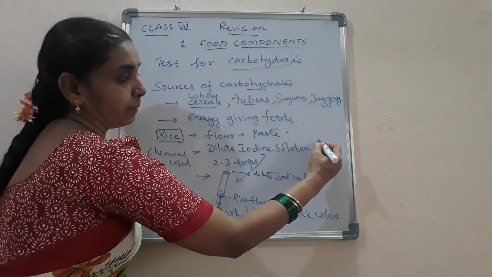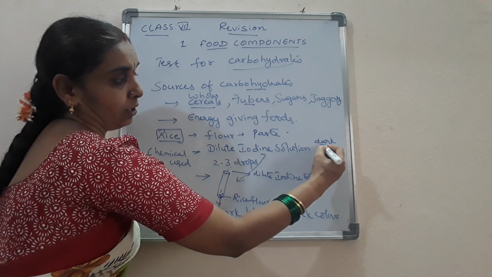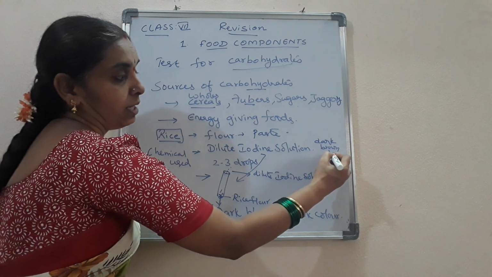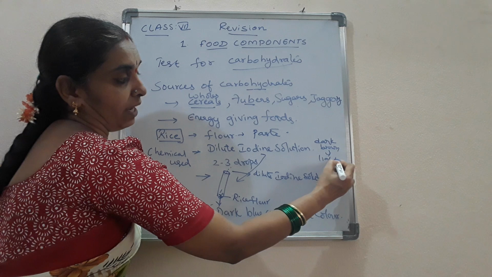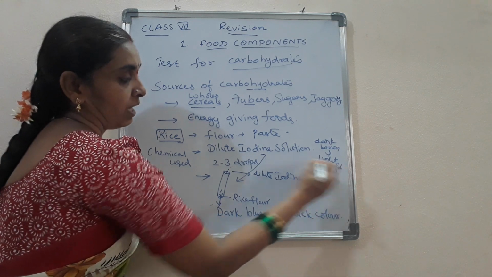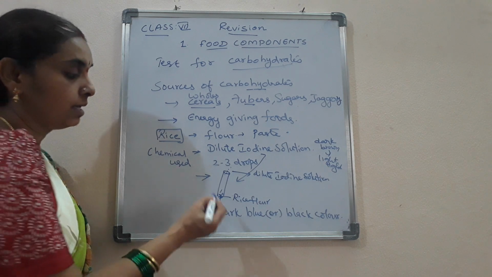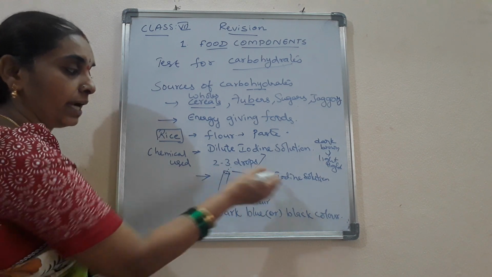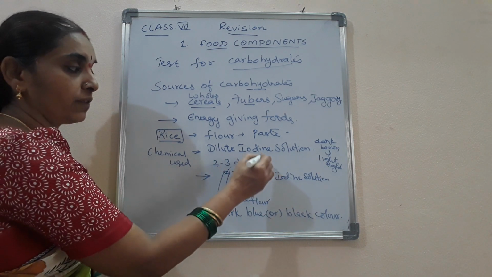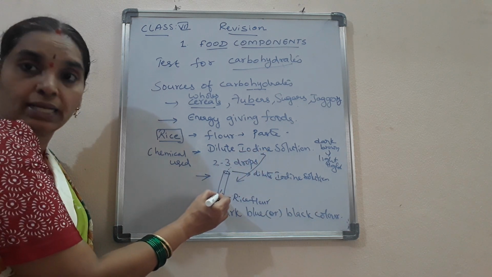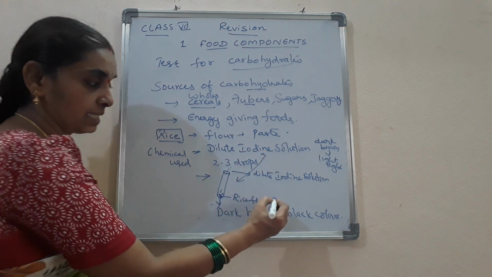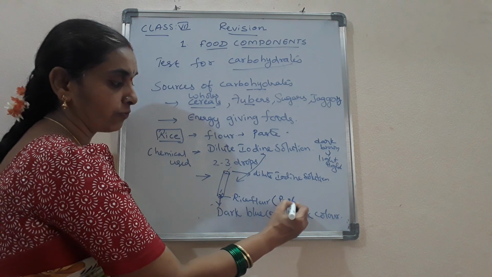Previously the iodine solution will be dark brown in color. It turns light yellow in color when you dilute it. When you dilute the iodine solution, it becomes light yellow in color. So you add 2 to 3 drops of dilute iodine solution to the rice flour, that is the paste of rice flour.